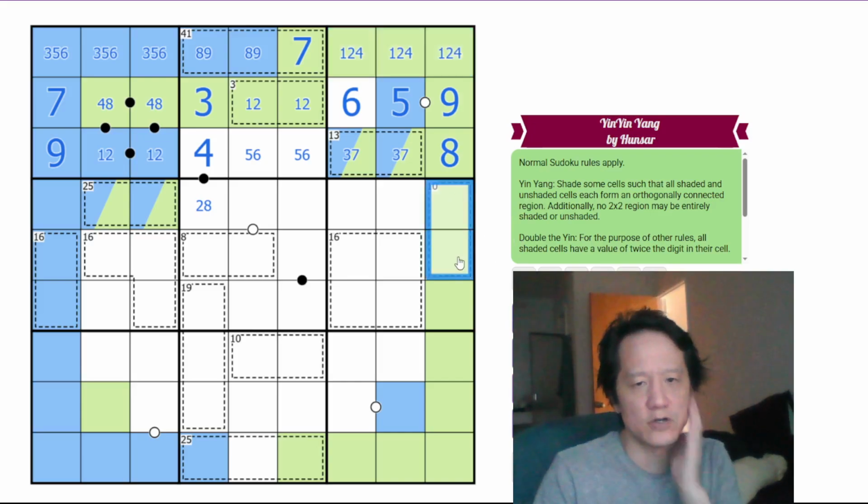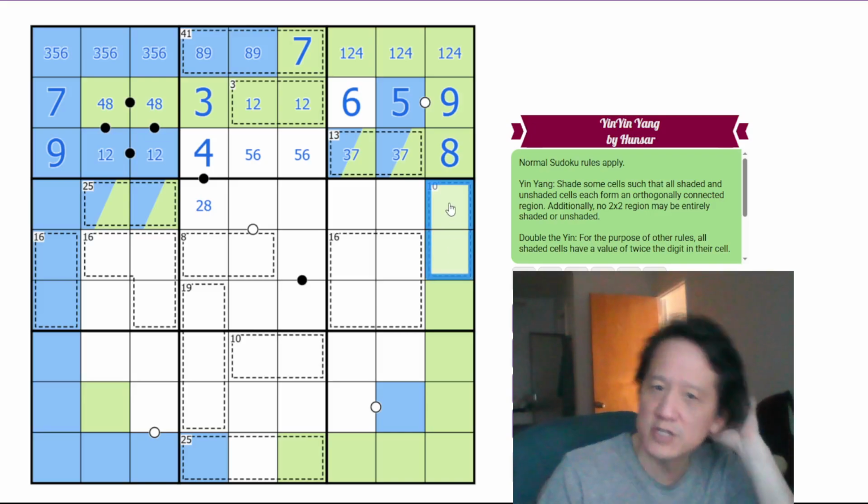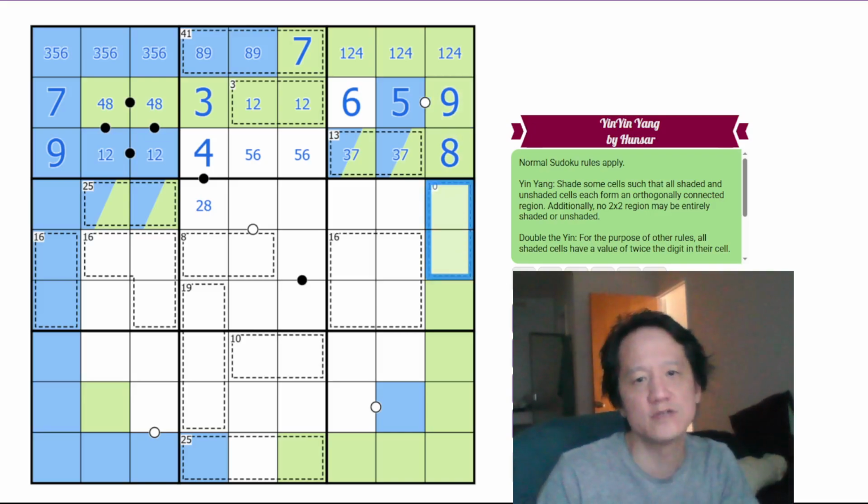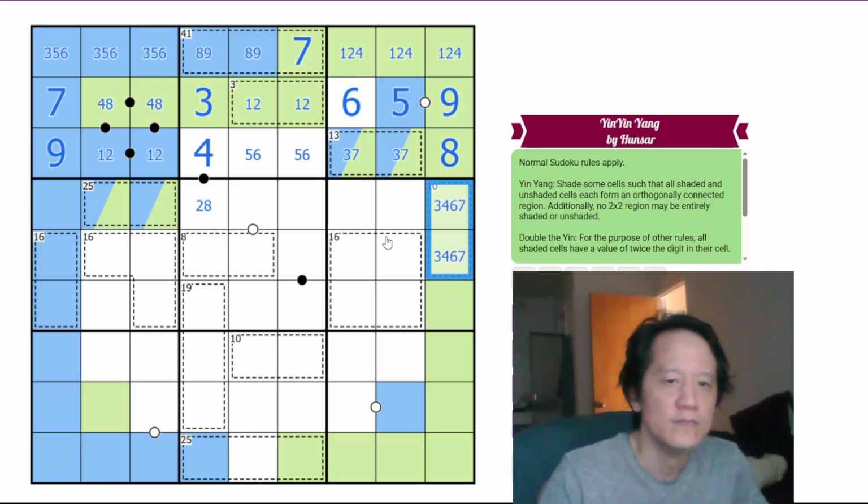These two digits are not doubled. They add up to 10, so they cannot be 1, 9 or 2, 8. It's 3, 7 or 4, 6 here. We're not sure which.